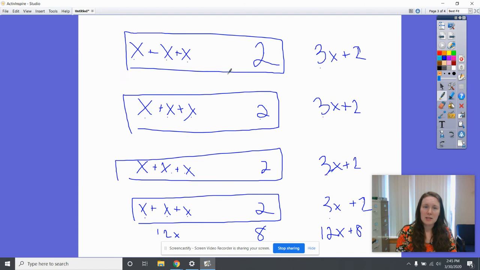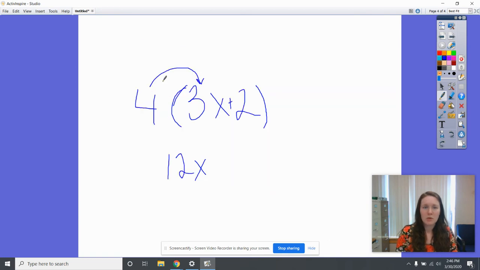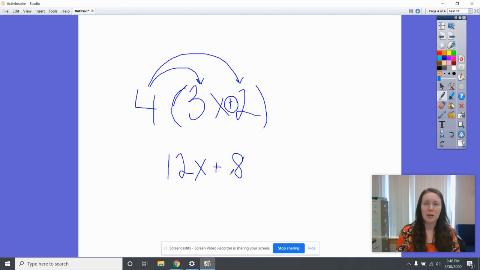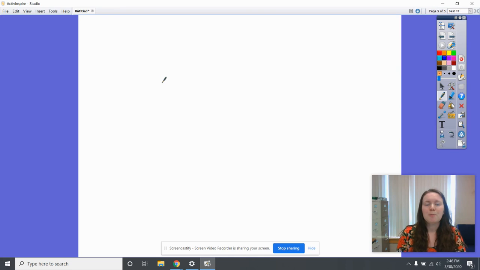Now, the x's were not the only thing that I had 4 times. I also had the number 2 4 times. So I also am going to multiply 4 times 2. And 4 times 2 is 8. And because it's a positive 4 and a positive 2, it becomes a positive 8. That is distributing. That is a much faster way than counting to get 12x plus 8. We multiplied. So let me show you a couple more.